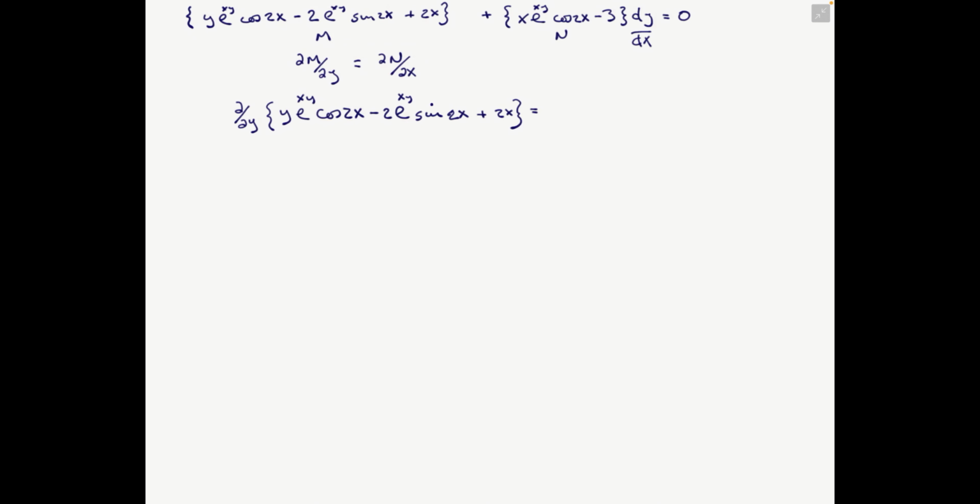When you take that derivative, you end up with e to the xy cosine 2x plus xy e to the xy cosine 2x minus 2x e to the xy sine of 2x.